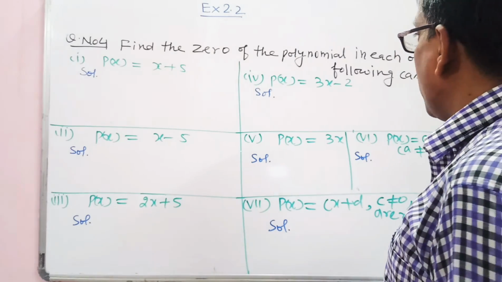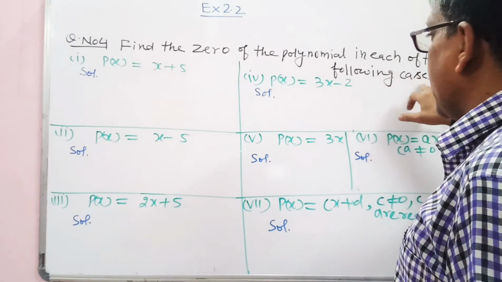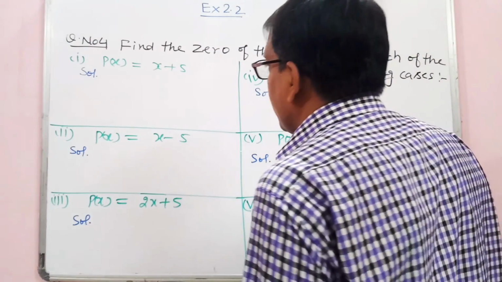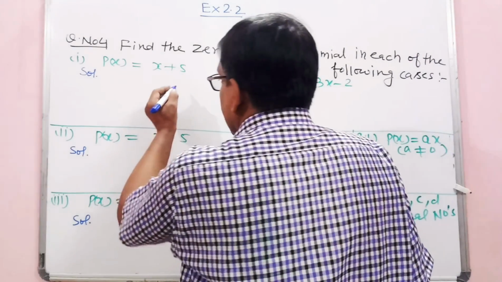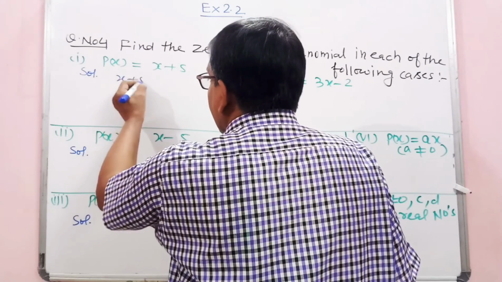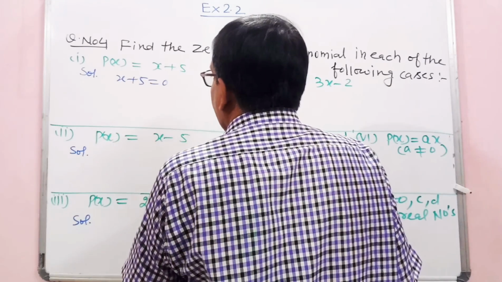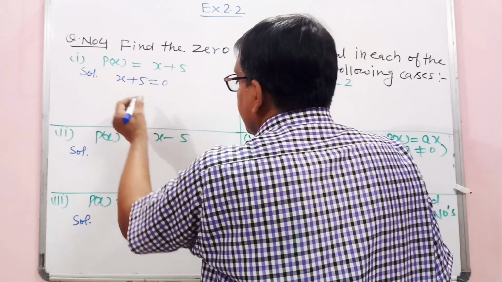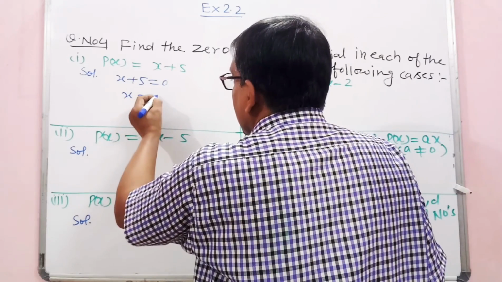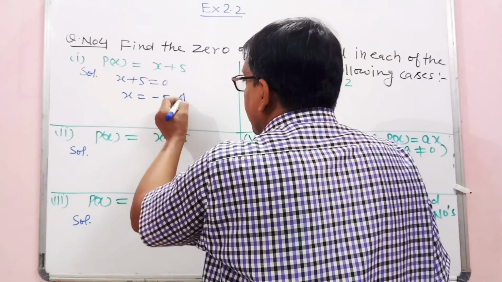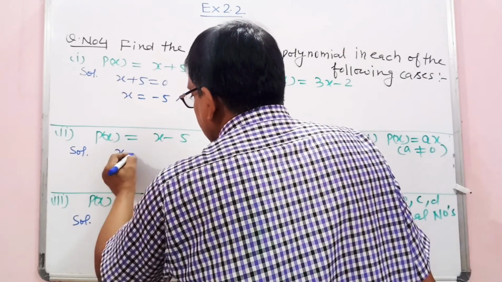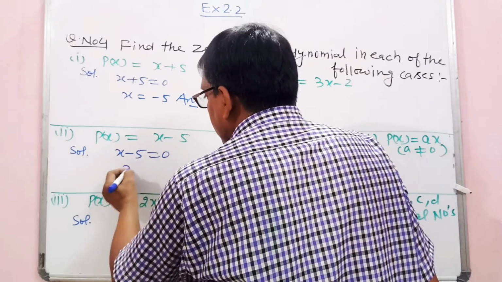You see the question number 4. Find the zero of the polynomial in each of the following cases. First part, P(x) equal x plus 5. Then first we write down x plus 5 equals 0. Whenever we are finding zero, then whatever polynomial is given, equal to 0 write down. Then x equal minus 5. Answer.